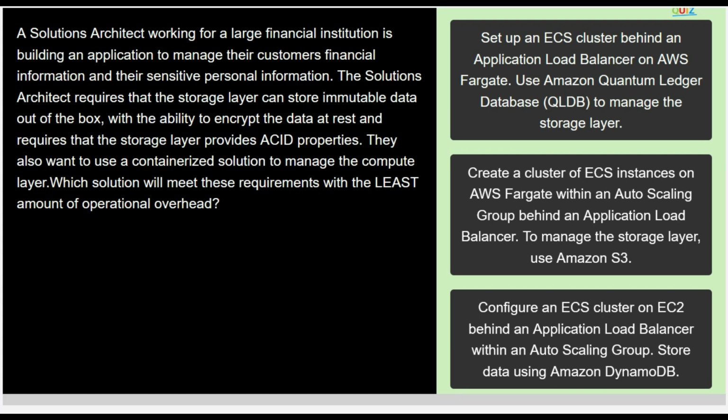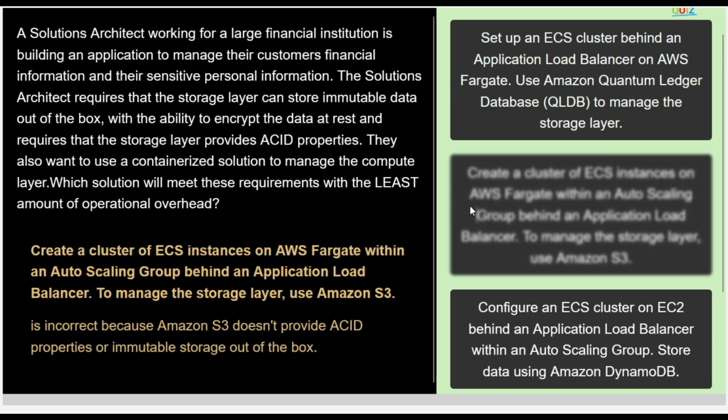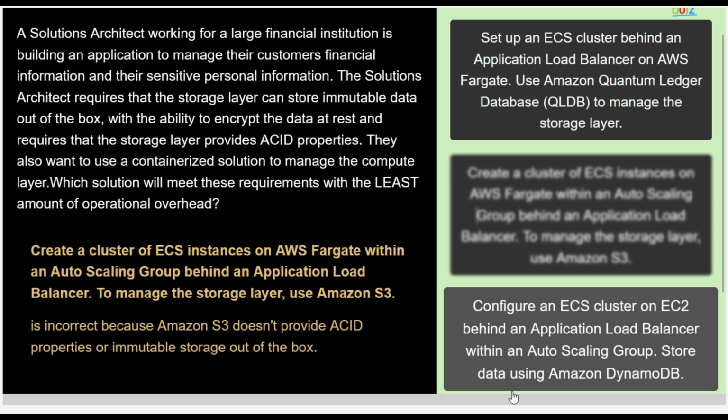Time up. Now let us analyze the answers. Option 2, create a cluster of ECS instances on AWS Fargate within an autoscaling group behind an application load balancer to manage the storage layer, use Amazon S3. Okay, this option is incorrect because Amazon S3 doesn't provide ACID properties or immutable storage out of the box. Okay, so option number 2 is the wrong answer.